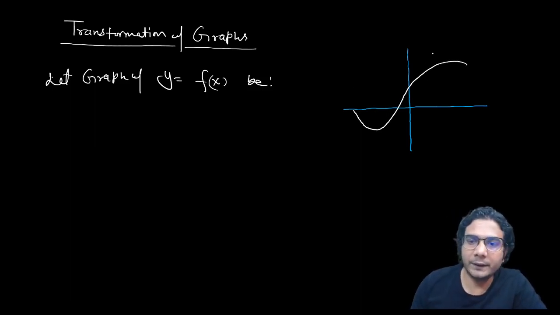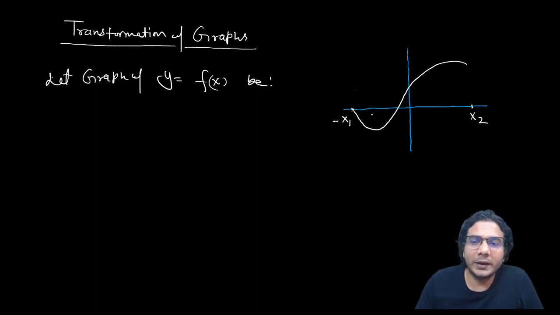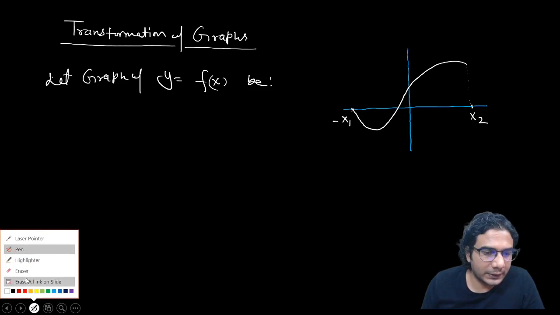So this is a good graph, y = f(x). It lies between, say, this point. No need to take it here, but let me write it. This is x1 and this is x2. Or let's write it as minus x1, so that it represents a negative number. I'm putting a minus sign to show you the difference after transformation. x1 is positive, minus x1 is negative. So minus x1, and this end point is x2. Or let's take this point.